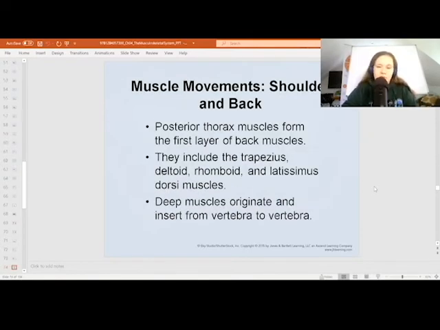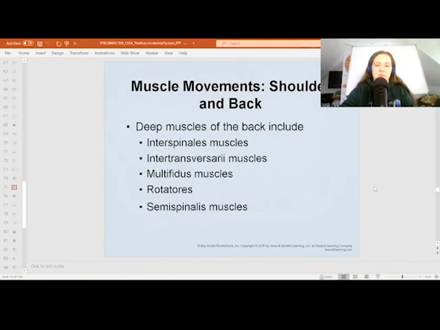Shoulder and back. Posterior thorax muscles form the first layer of the back muscles. They include the trapezius, deltoid, rhomboid, and the latissimus dorsi muscles. Deep muscles originate and insert from vertebra to vertebra.